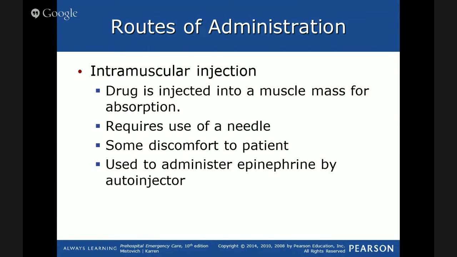Intramuscular is into the muscle mass, to be absorbed by the vasculature that feeds the muscle. IV, we're placing a catheter directly in the actual vein itself. Copy the difference?